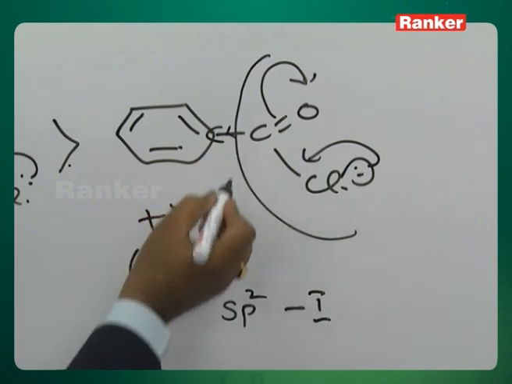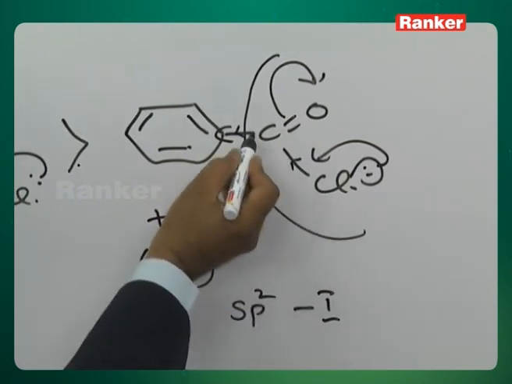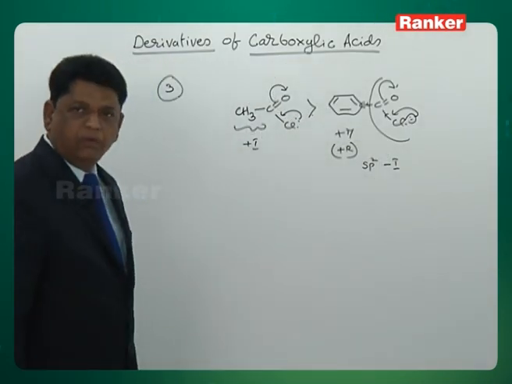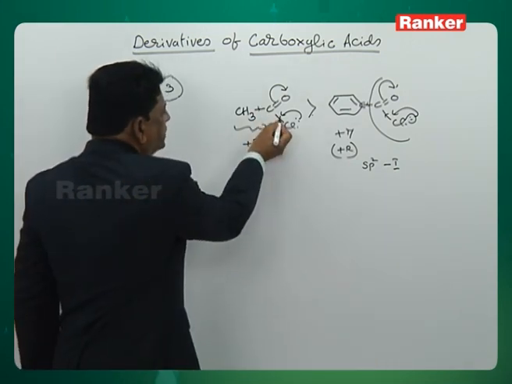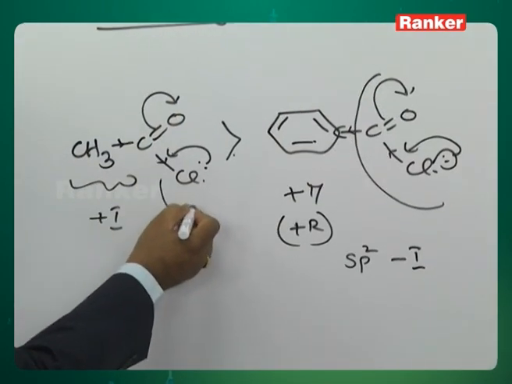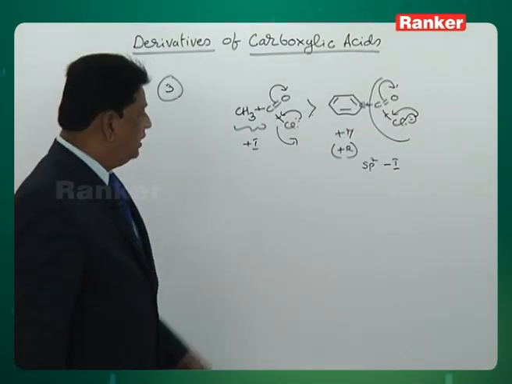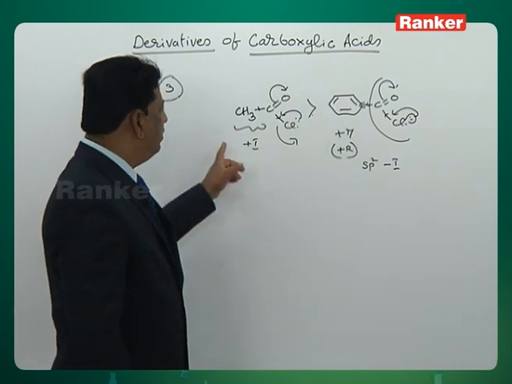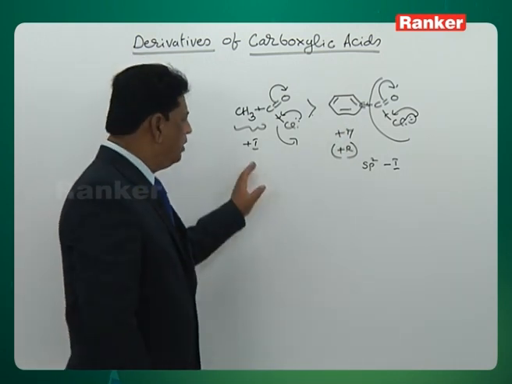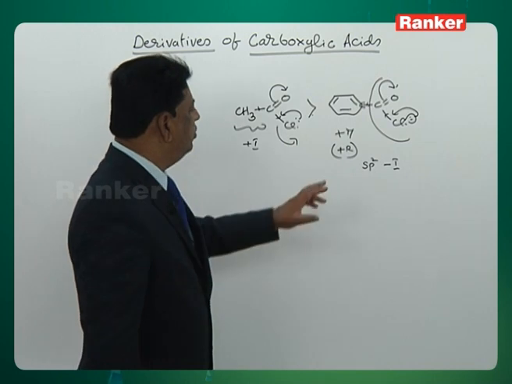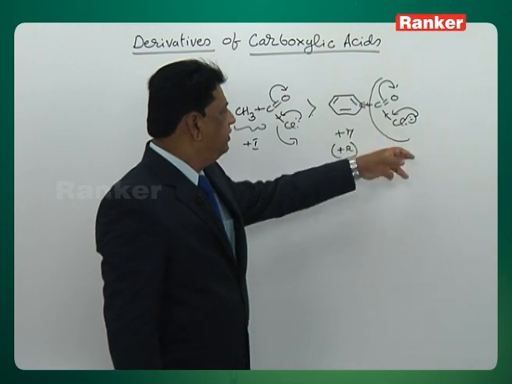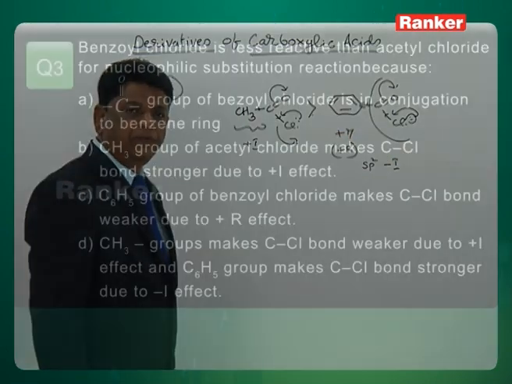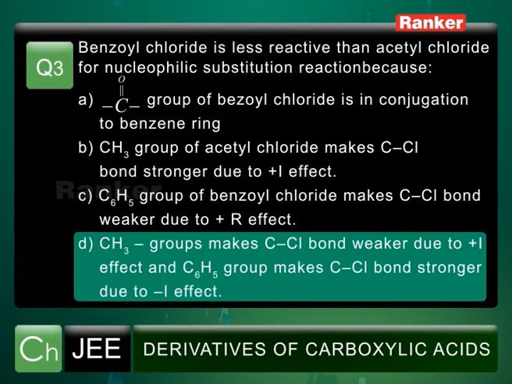When it is a minus I effect, the chlorine and the C-Cl bond is not going out fast, whereas if you have a plus I group here, it pushes the Cl out, so the replacement of the Cl becomes easy. Therefore, benzoyl chloride is less reactive and acetyl chloride is more reactive. You have to base the answer only on the inductive effect, not the resonance effect in combination with the mesomeric effect; you cannot club these here. So the last option, D, is the right answer.